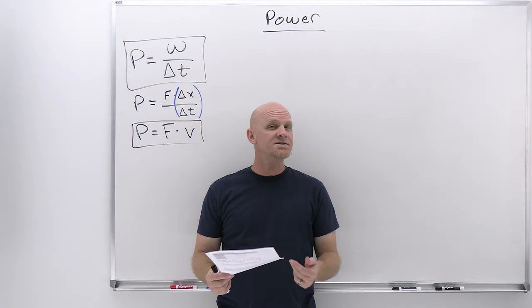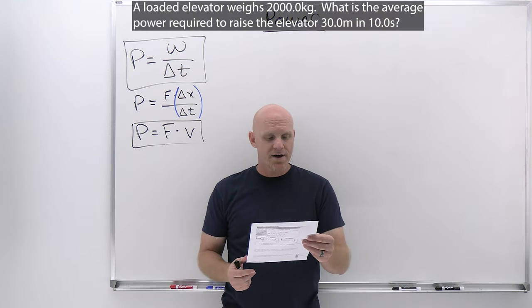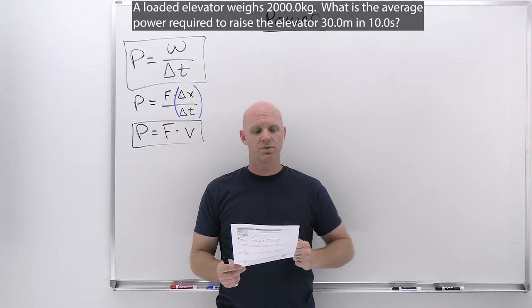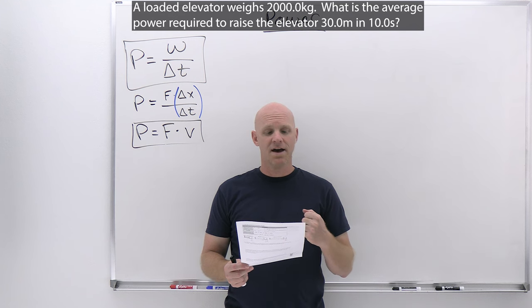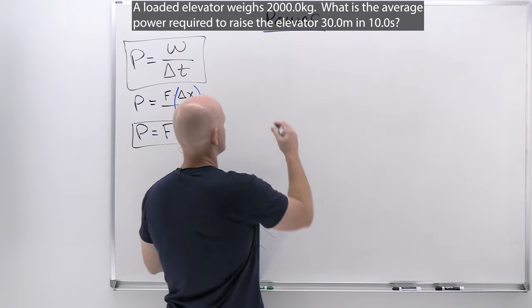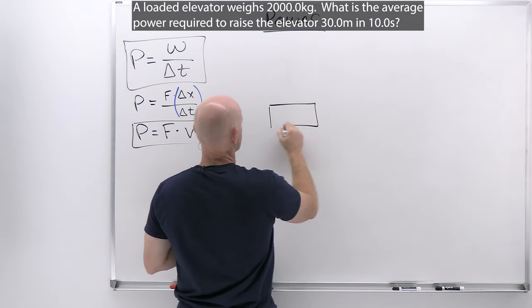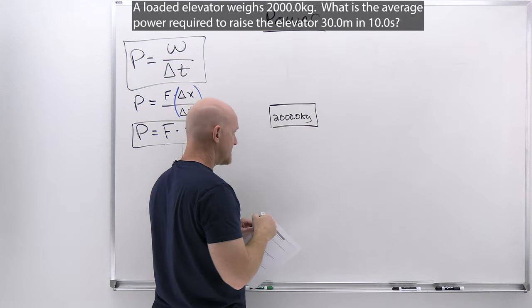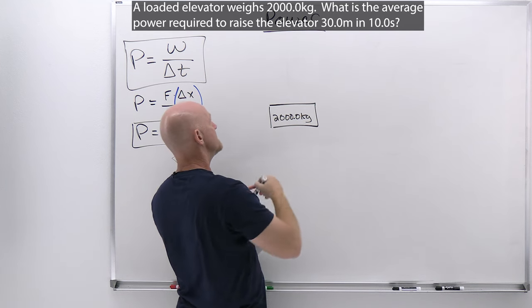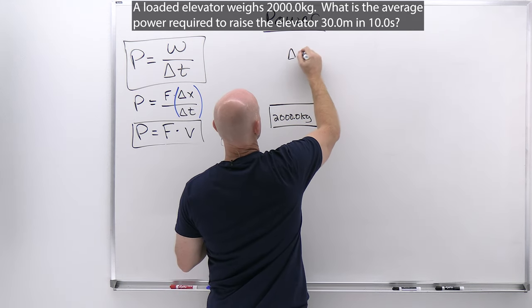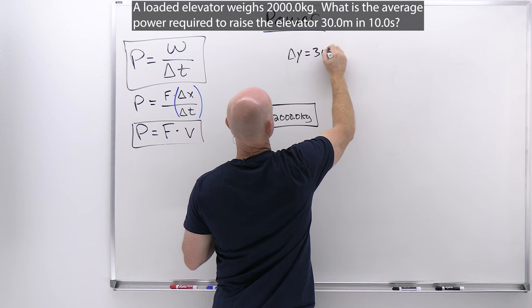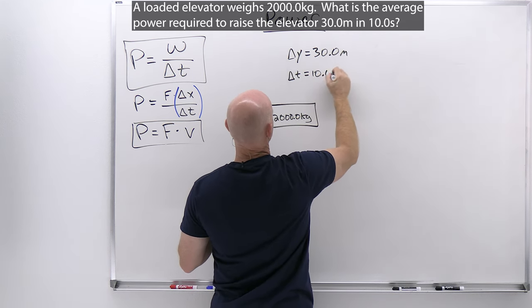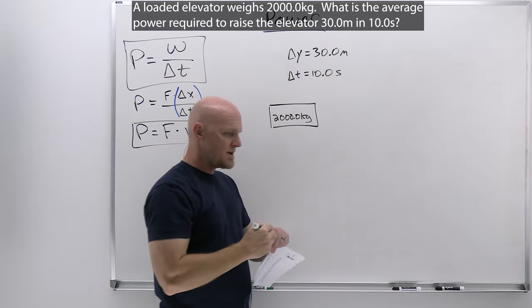All right, so the first question is an elevator question. It says, a loaded elevator weighs 2,000.0 kilograms. What is the average power required to raise the elevator 30.0 meters in 10.0 seconds? So take a look. We're going to have this 2,000.0 kilogram elevator, and we want to raise it 30 meters. We can look at that as a vertical displacement, which I'll call delta y, 30.0 meters. And we want to do this in 10.0 seconds. So there's our basic setup here.